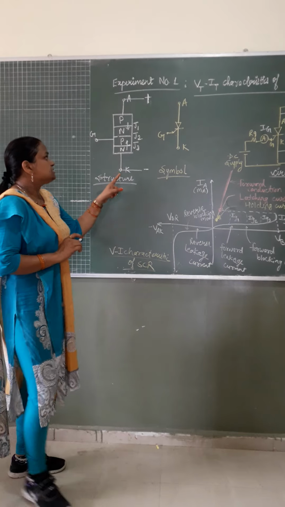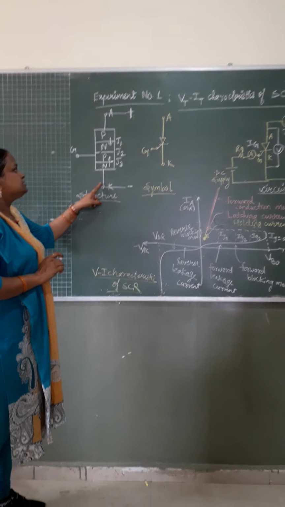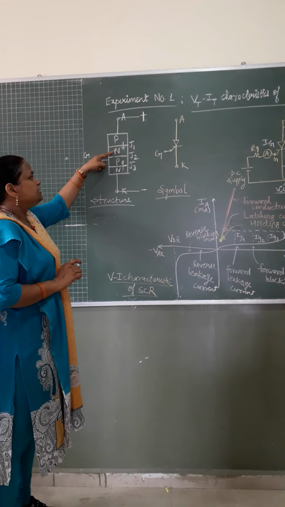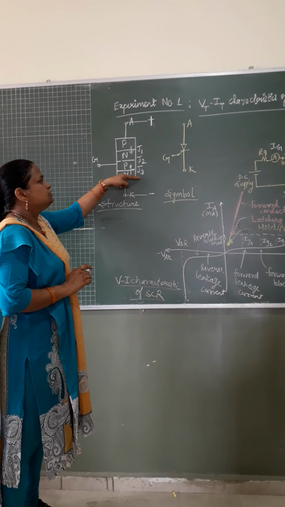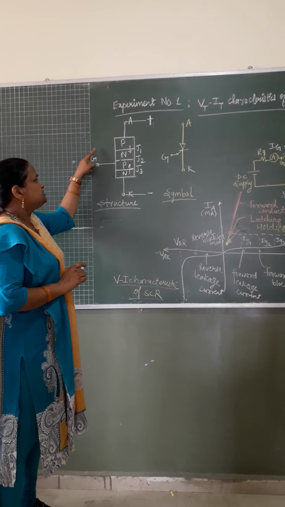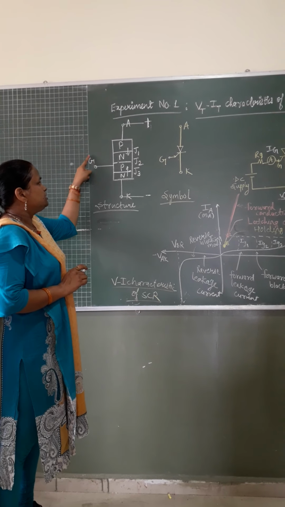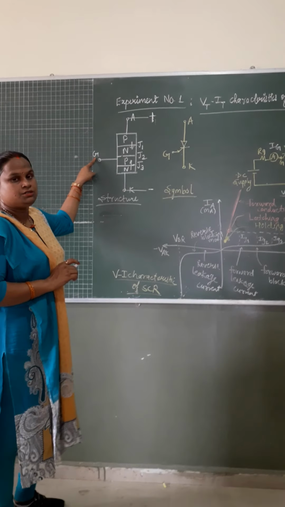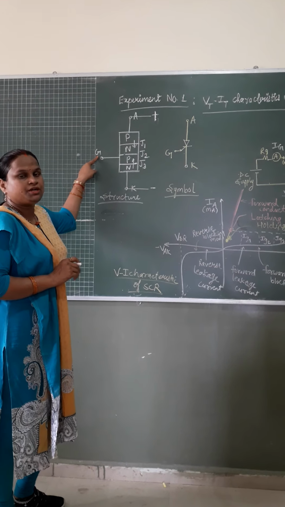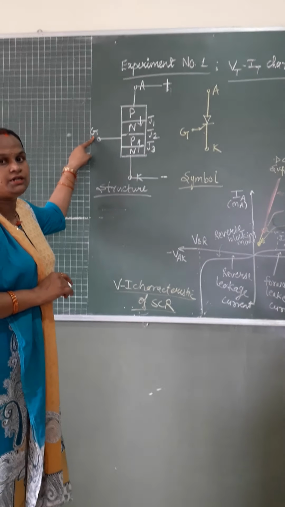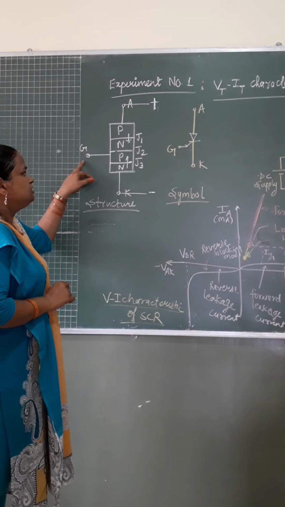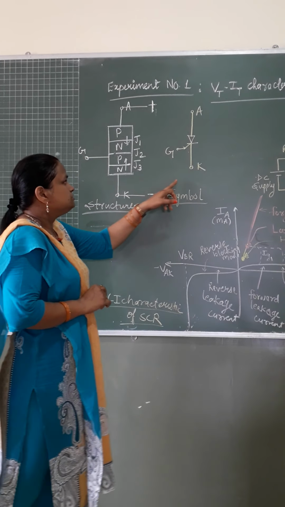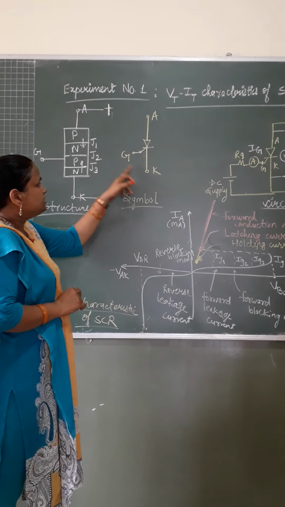So this is the structure of SCR. It has 4 layers P, N, P, N, and 3 junctions J1, J2 and J3. And this is an extra terminal which is the gate terminal, which will help to trigger the switch into on state, but it cannot make it off. Neither can it control the conduction. So it is just a triggering terminal, an additional terminal. And this is the symbol of it: anode, cathode, and gate.